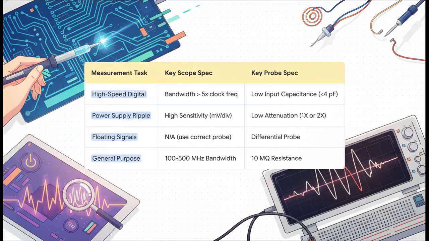But if you're trying to measure tiny ripple on a power supply, your priorities change. Now you care way more about the scope's vertical sensitivity, the millivolts per division. And you'll probably want a 1x probe because they generally have lower noise and let you see those really tiny details. It just goes to show, the right tool always depends on the job.